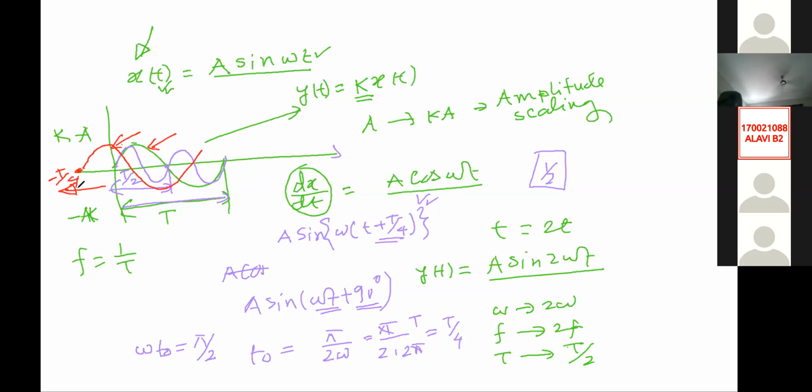So we have two operations in general on the independent variable, okay? One is called the time scaling operation, another is the time shifting operation, okay? That we will again go to in the slide. Is that clear?